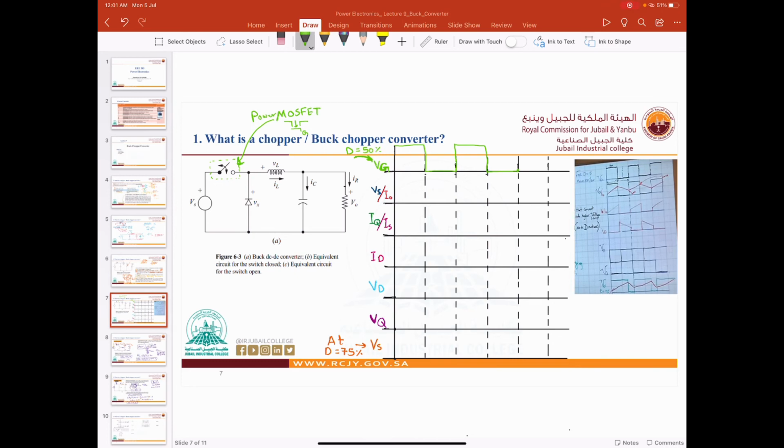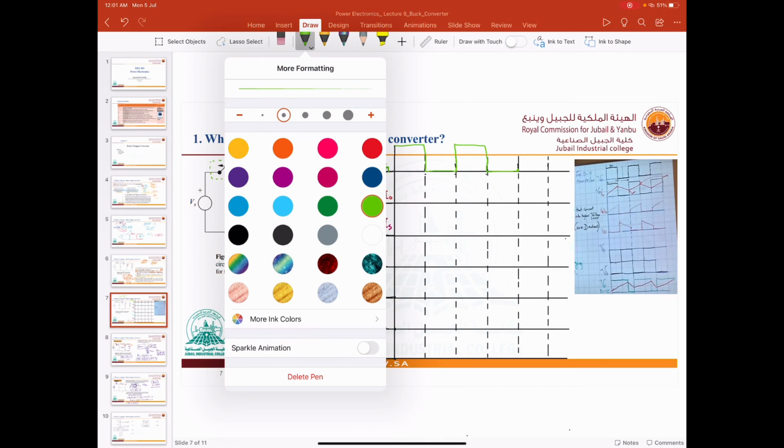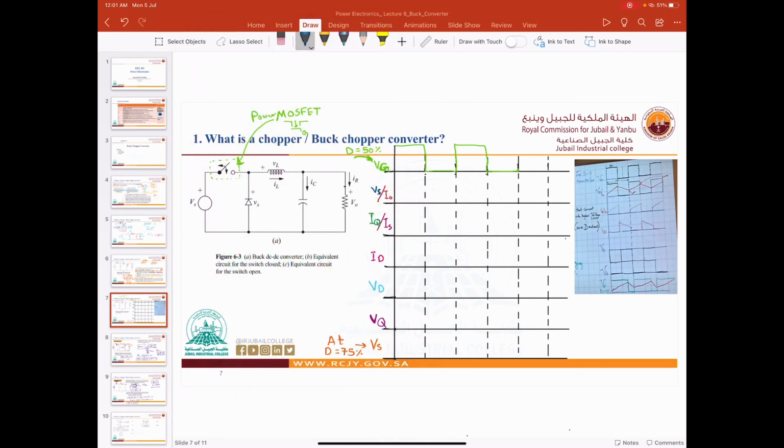Now let's go to Vs, right? Now Vs is drawn with this color. Now, when the switch is closed, Vs will be here, right? So we have Vs. When the switch is off, we don't have a Vs. Let me draw it here. When the switch is off, we don't have voltage here, right? In this part, because this one is open circuit, we don't have voltage. So basically it follows the power MOSFET switch. When this switch is closed, we have voltage. When the switch is open, we don't have voltage. That's it.